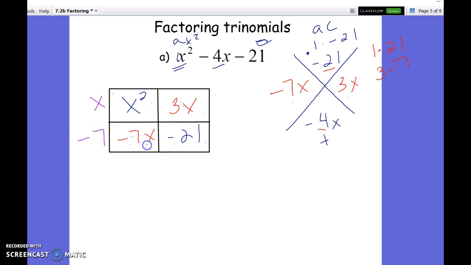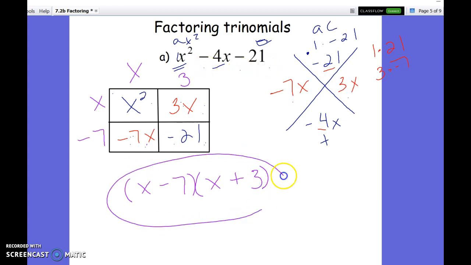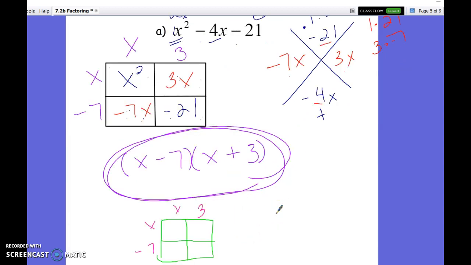Well, then x squared and negative 7x, I could factor an x out of there. And looking at 3x and negative 21, I could factor a 3 out. So this leaves us with the factors x minus 7 times x plus 3. So we took x squared minus 4x minus 21 and we factored it into 2 binomials, and that was our job. These types of problems are really cool because you can always, 100% of the time, check your answer. So in theory, if we did this correctly, if we multiply our answer together, then we should end up with the original problem. So I set up our box method down here at the bottom.